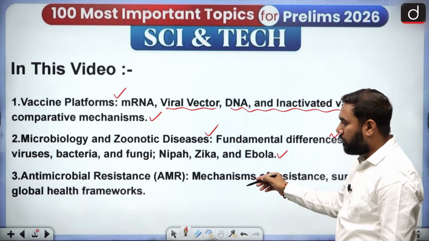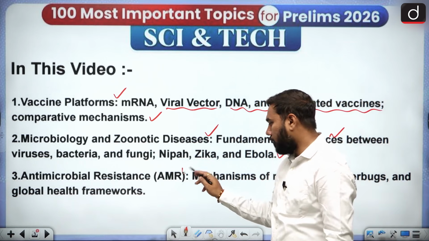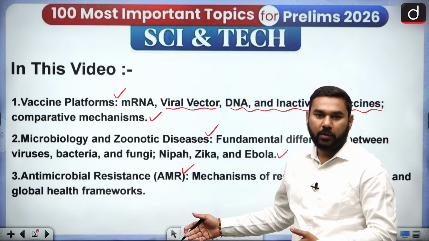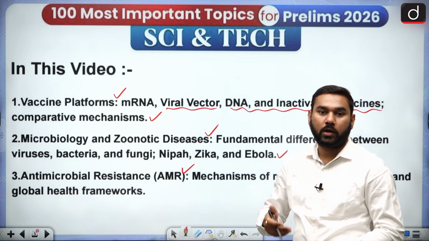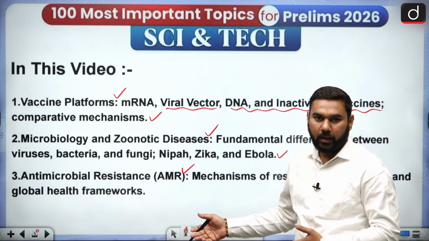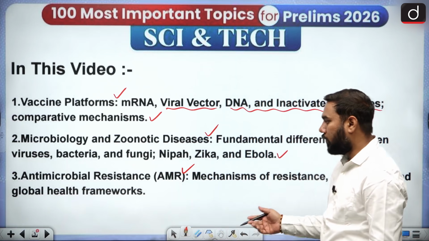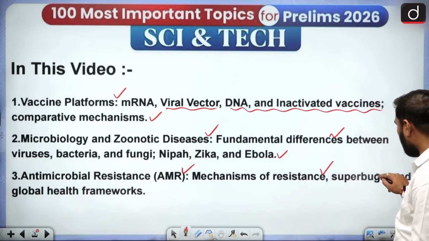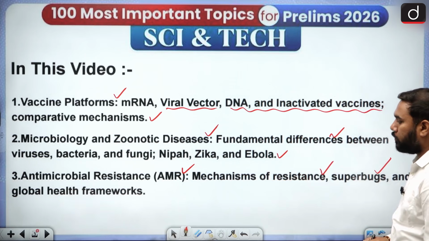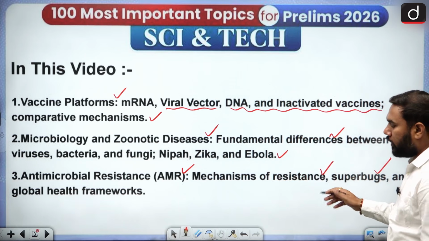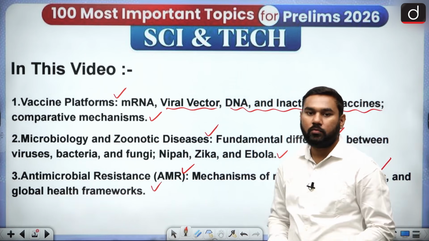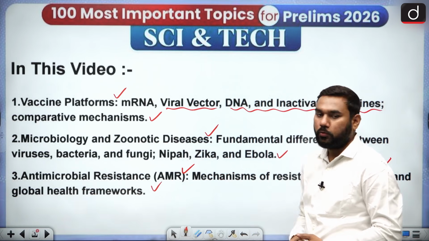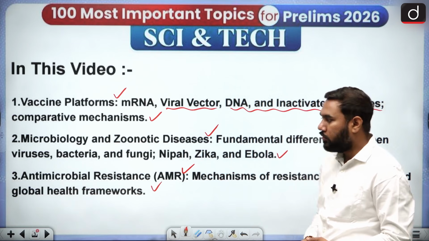After that, there is antimicrobial resistance. This is a big problem. WHO has already said that this can happen with us, and if it keeps going on regularly, this can be a new pandemic in the world. So for antimicrobial resistance, we want to know about the mechanism of resistance, the superbug, which is the name for microbes which can develop resistance, and also what is the global health framework for protection against this problem. So this is the thing that we are going to talk about in this video. So let's start.